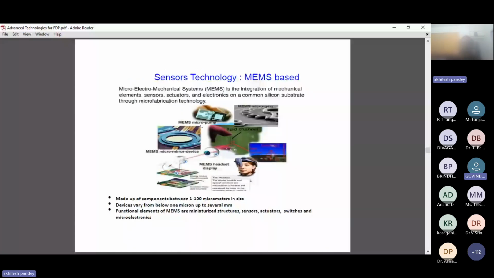Sensor technology, basically I'll touch slightly on silicon based MEMS or aluminum nitride based MEMS. MEMS, the micro electromechanical system, is the integration of mechanical elements, sensors, actuators, and electronics on a common silicon substrate through microfabrication technologies. These are MEMS micro pumps, MEMS micro gears, MEMS micro mirror devices, and MEMS head display. So these are the MEMS based devices.